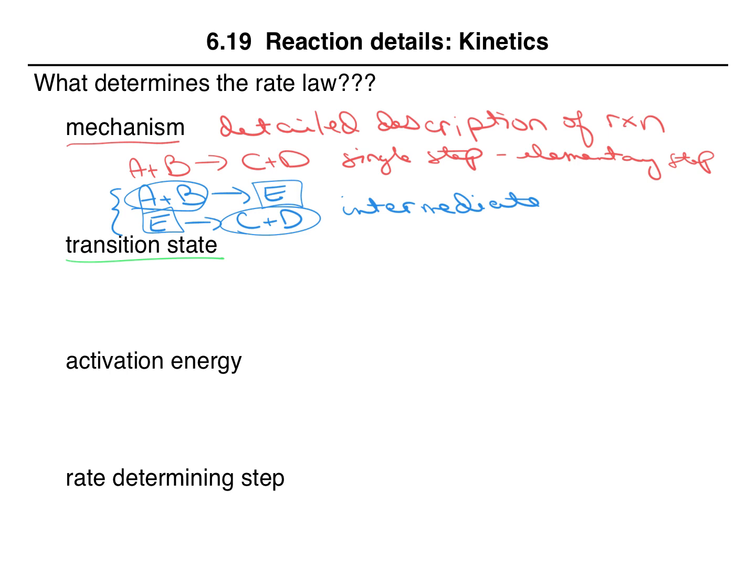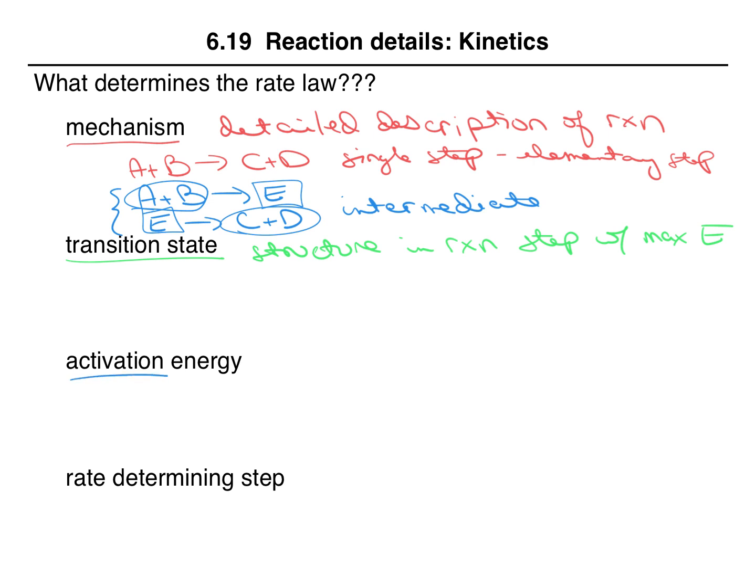And the transition state is the structure in a reaction step that has the maximum energy. So this is the highest energy. So a transition state is unstable and it can't be isolated. And typically it can't be observed. But the transition state is another important concept, and we're going to talk more about that.